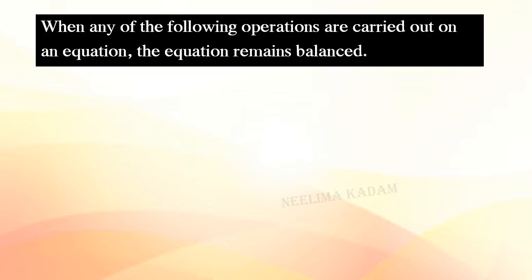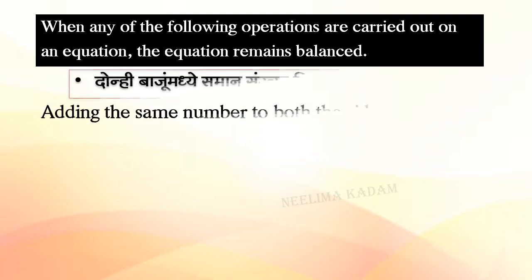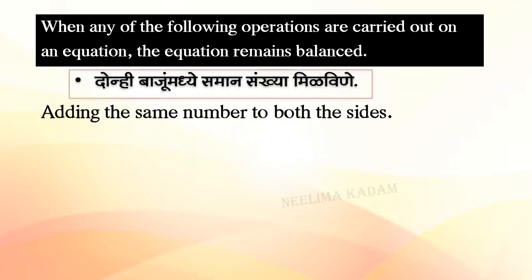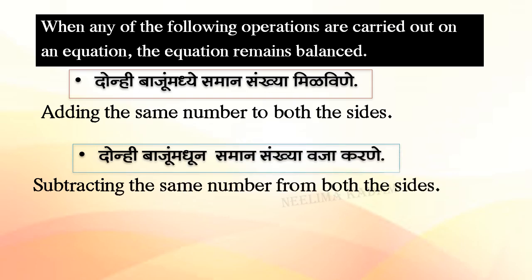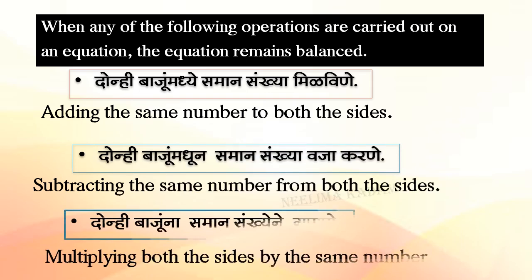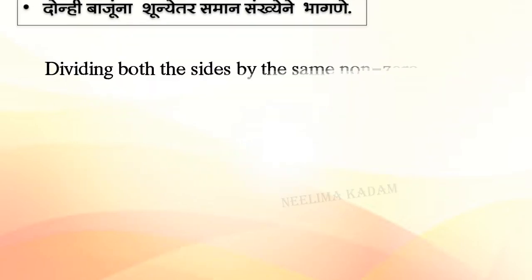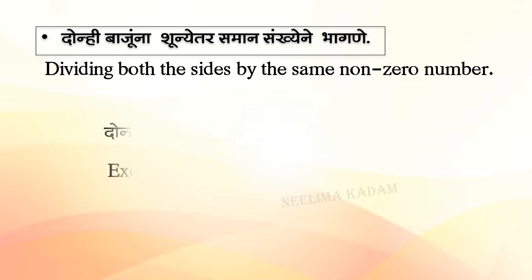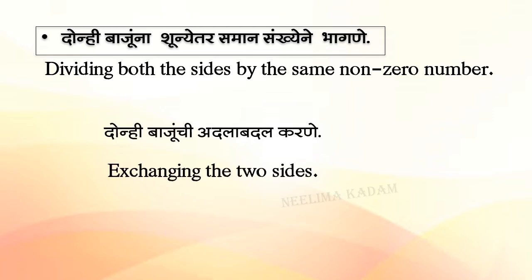So to keep the equation balanced, we have to perform the same operations on both sides of an equation. So adding the same number to both sides, subtracting the same number from both sides, multiplying both sides by the same number, dividing both sides by the same non-zero number, and exchanging the two sides. So when we are solving an equation, we have to perform the same operations on both sides.